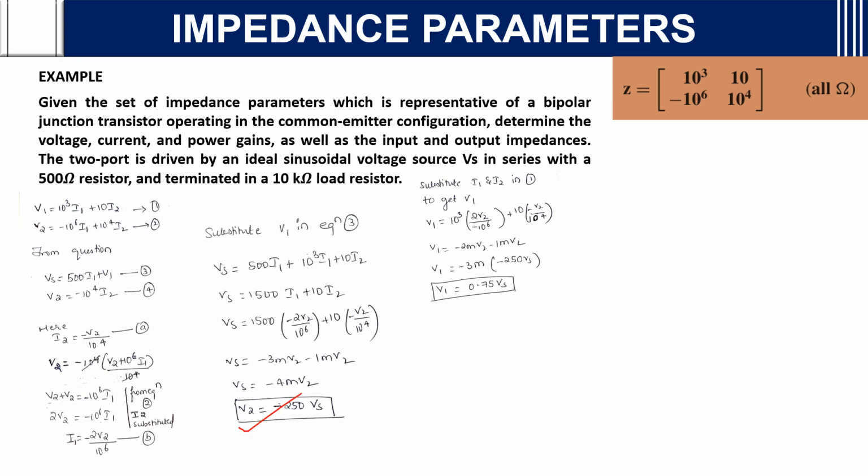Now we got V2. We want now V1. We want V1 and V2. Then only we can find I1 and I2. So as we need to find current gain and voltage gain, we need V1, V2, I1, I2.